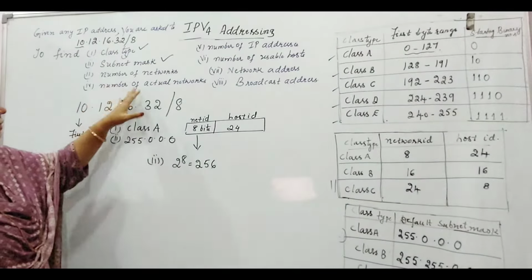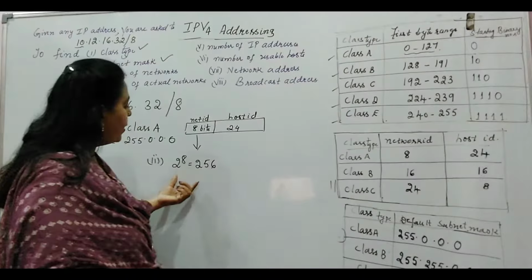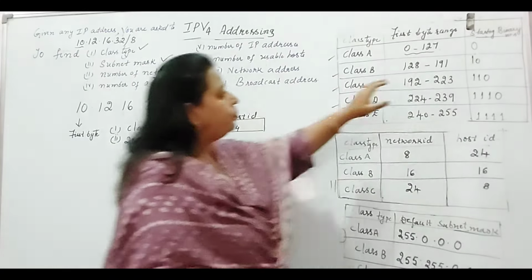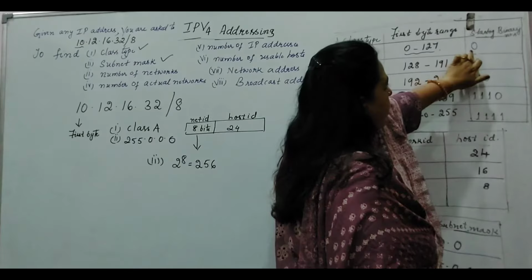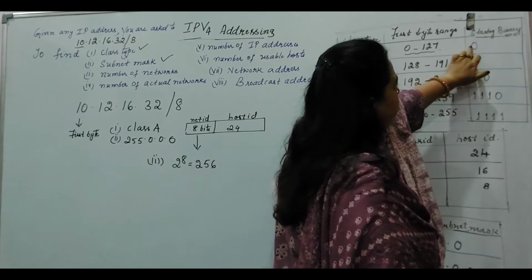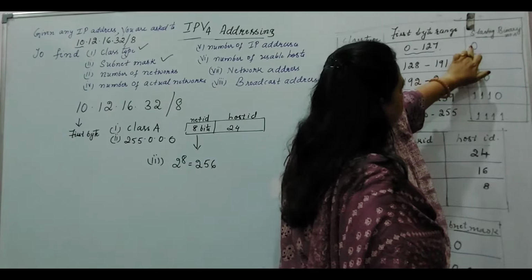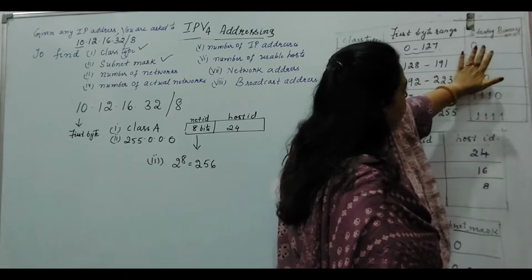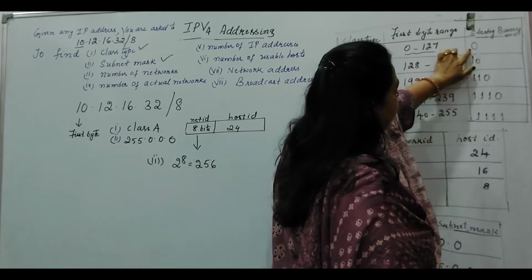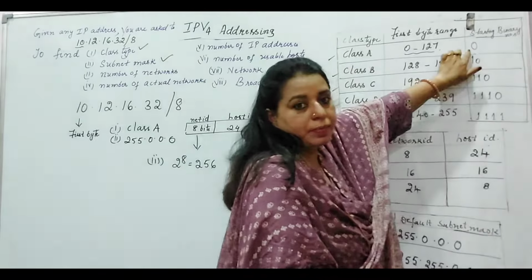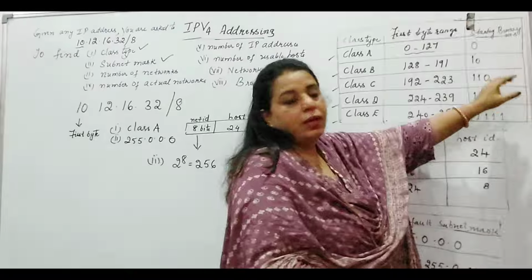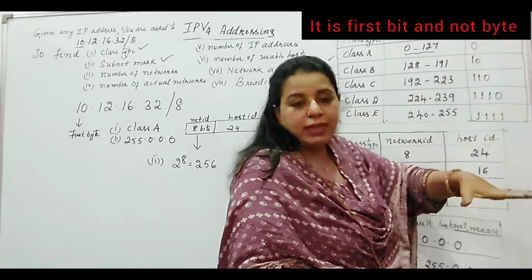One more thing they have asked is the number of actual networks. How to find the actual networks: always see the first number. One bit is always representing the class type. So excluding that, because as I said, if the given IP address is in binary notation, the first bits of the first byte always denote the class.